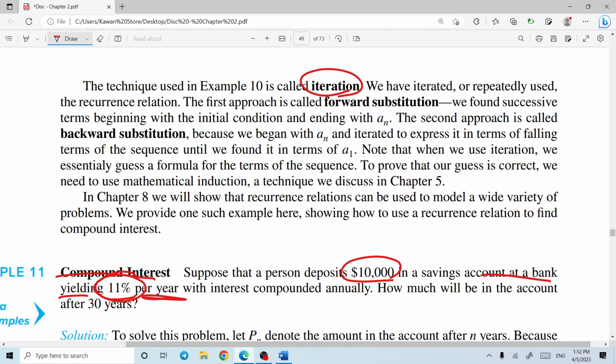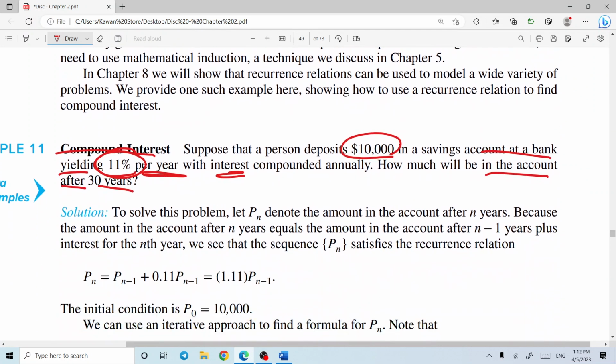So with compound interest, how much will be in the account after 3 years? 13 years, 3 years, 5 years, right? So you are going to increase each year. For example, during the exam, they say show it by increasing. Pn is the problem that we have, and P naught is the given, the initial value that we have. Then we are increasing each year by 11%.